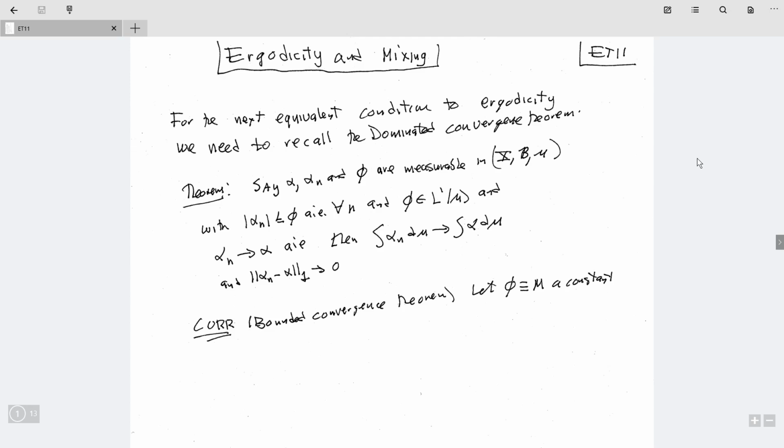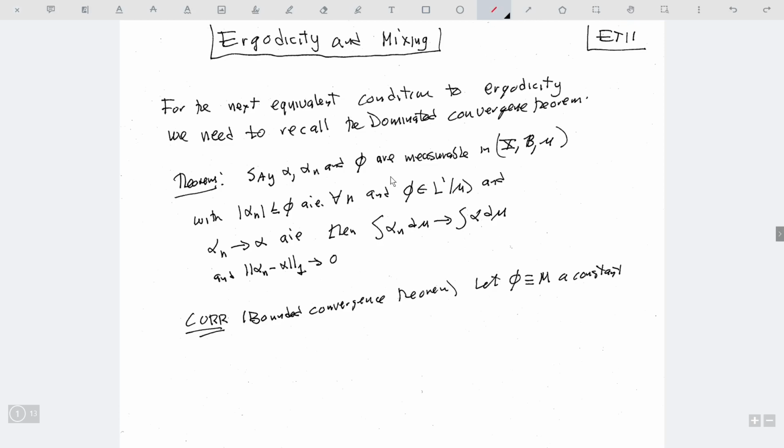We're going to need the dominated convergence theorem, which hopefully you remember from your analysis course. It's in Rudin. Hopefully you got that far, but here it is. So let's say we have some functions that are measurable, alpha, alpha n, and phi, and the magnitude of alpha n, so alpha n could be real valued or complex valued, is less than or equal to phi almost everywhere. So these theorems are all almost everywhere. And that's true for all n.